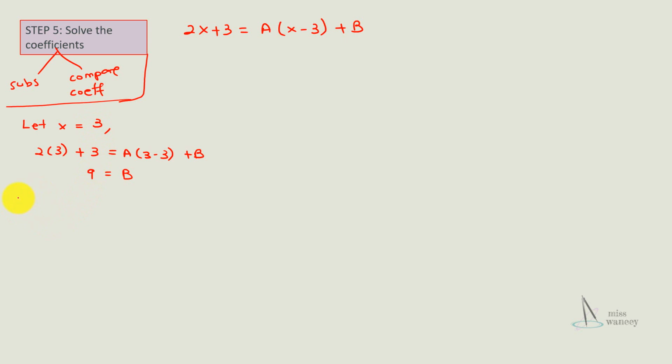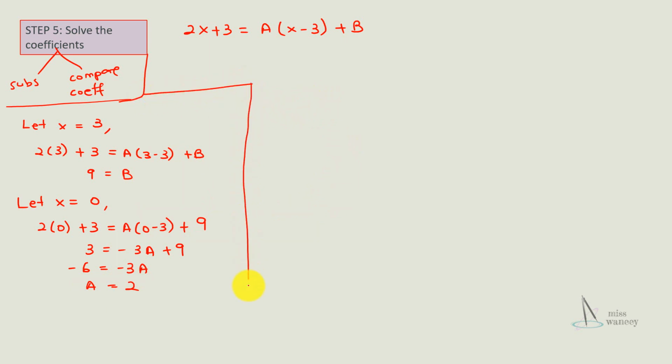But to make it easier, let me choose x equal to 0. So I will have 2 multiplied with 0 plus 3 equals A(0 - 3) + B. I know the value of B, so that is 9. So this is 3 equals -3A + 9. Bring 9 to the left hand side, we get -6 equals -3A. So A must be equal to 2. So I have the values of A and B. This is by using the first method, which is substitution.